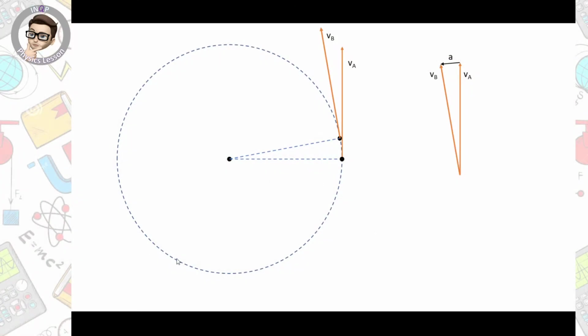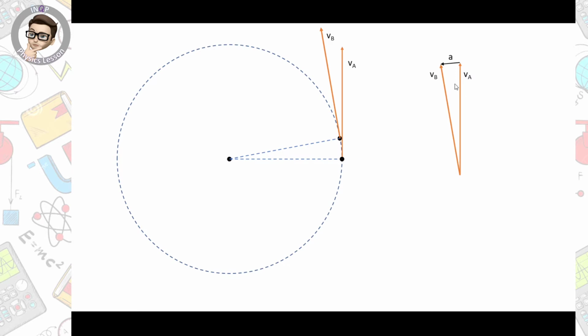So here you can see the circle, and we can see velocity A and velocity B. Velocity A is tangential at this point A, and velocity B is tangential at this point B. So we've got those velocities, and the magnitudes of those velocities are constant. It's only the direction that's changed as you're going around the circle.